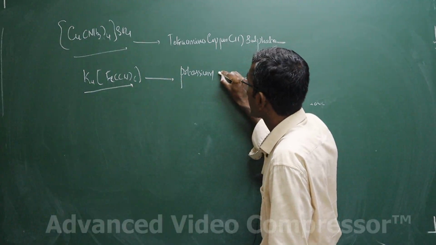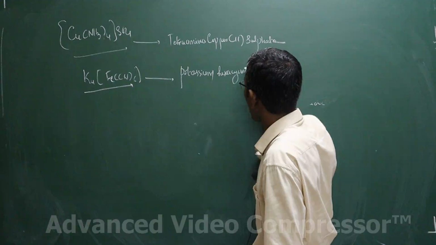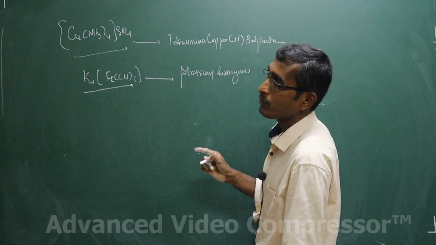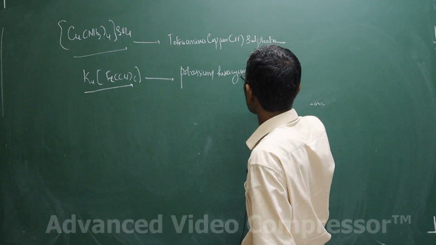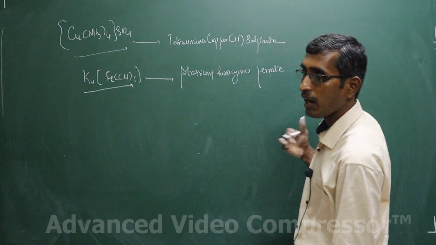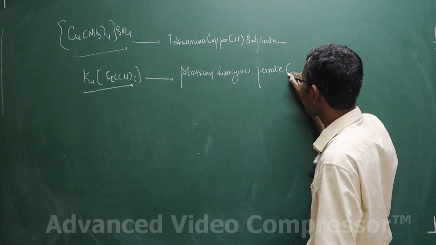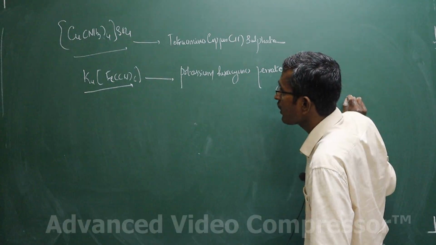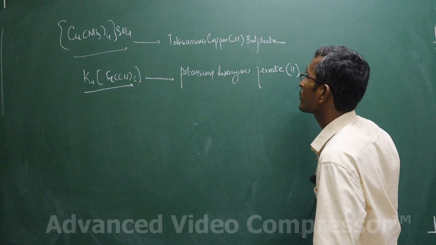How many cyanides are there? 6. Potassium hexacyano. Don't write it as iron because it is an anionic complex. Always write the metal ion with the suffix ate: potassium hexacyanoferrate. Students, if it is nickel, nickelate; cobaltate; iron, ferrate. What is the oxidation state? Always put it in brackets: potassium hexacyanoferrate, oxidation state 2. You write it in the bracket: potassium hexacyanoferrate(2).